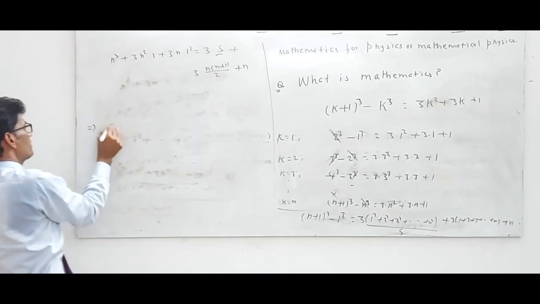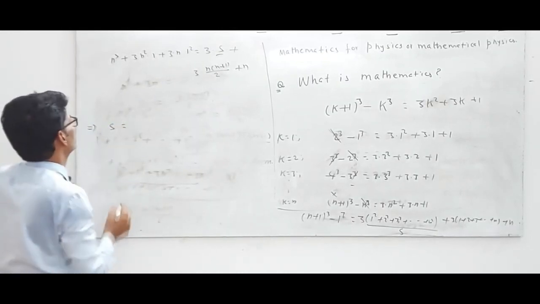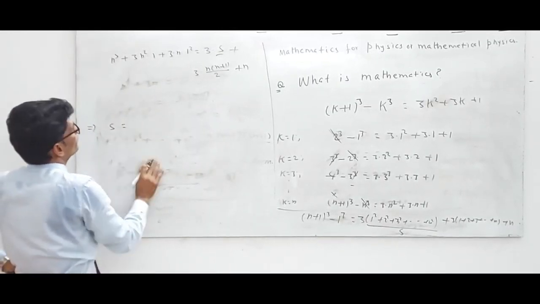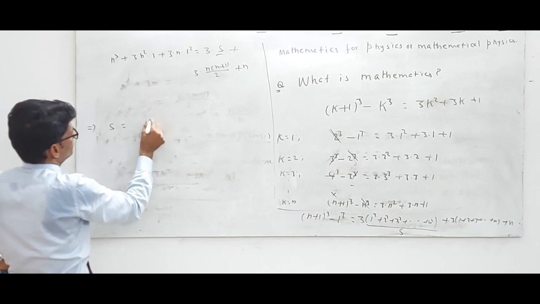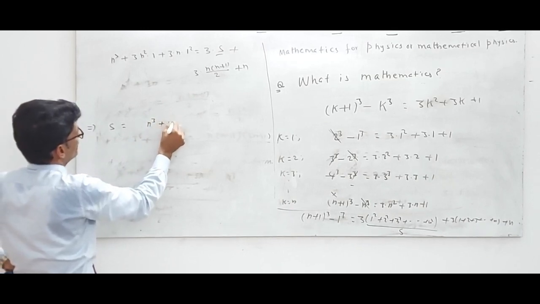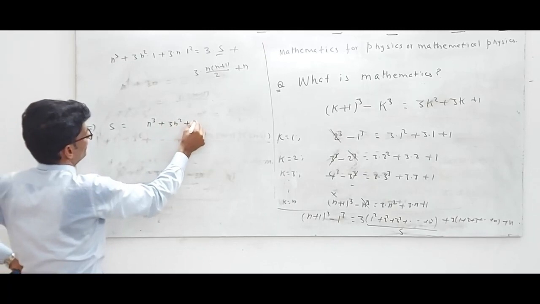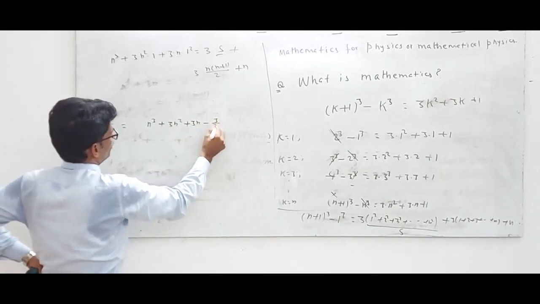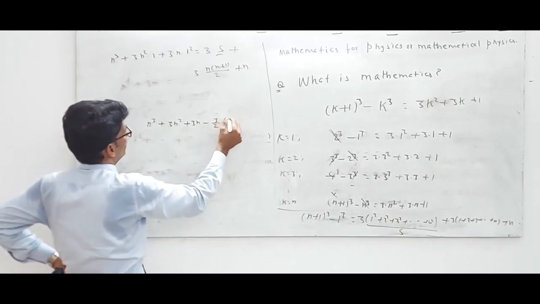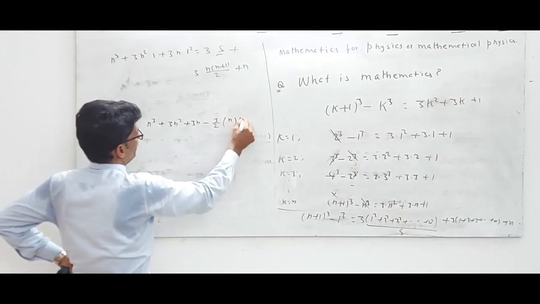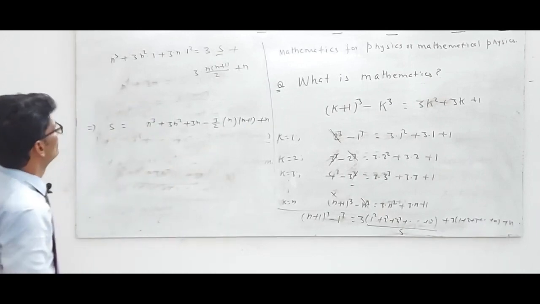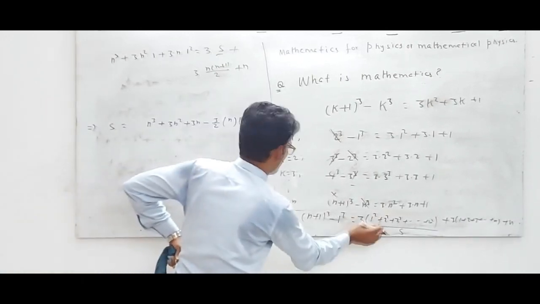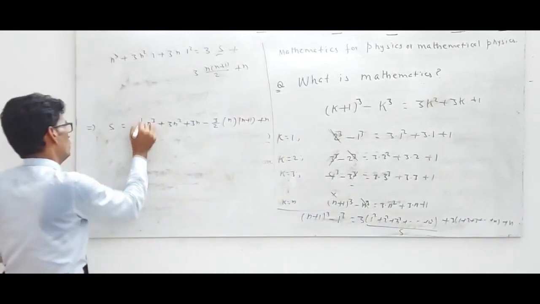This implies S is equal to what? Look at here. n cube plus thrice n square plus thrice n minus 3 over 2 into n into n plus 1, plus n, and the whole divided by 3.